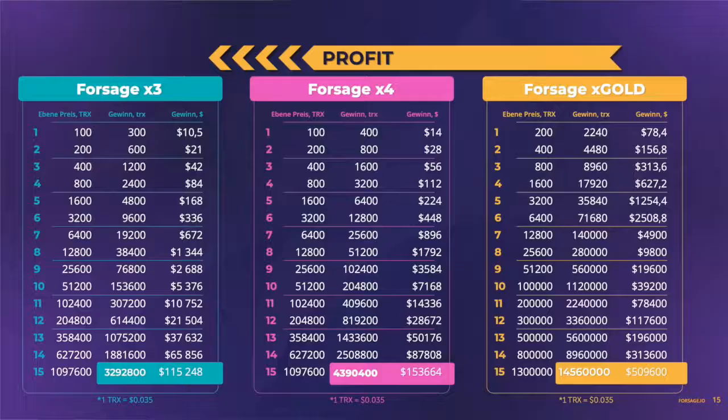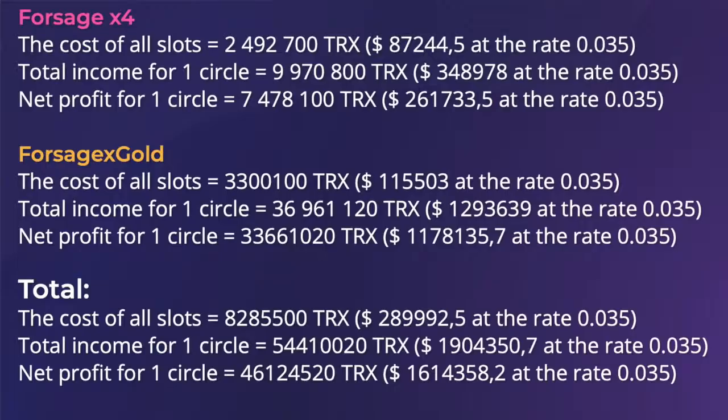Just look, the total cost of 15 slots is 3,300,100 trons. That's $115,503 at the 0.035 exchange rate. And the income for one circle of all slots is 36,961,120 TRX. It is $1,293,639 at the rate of 0.035.